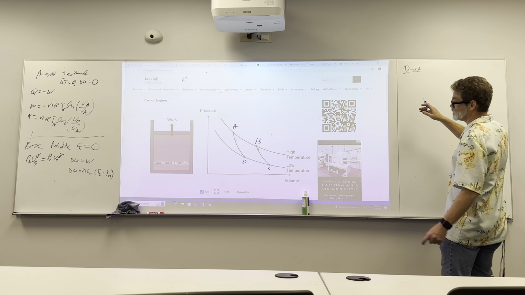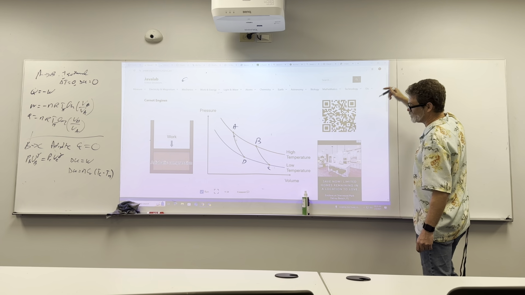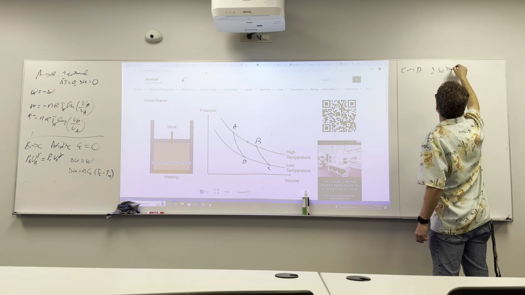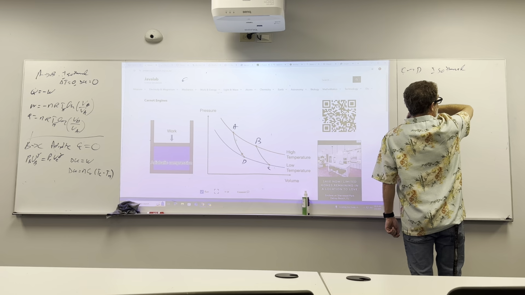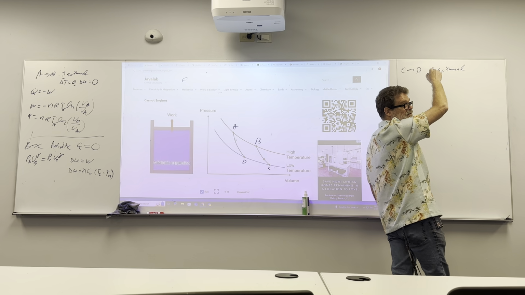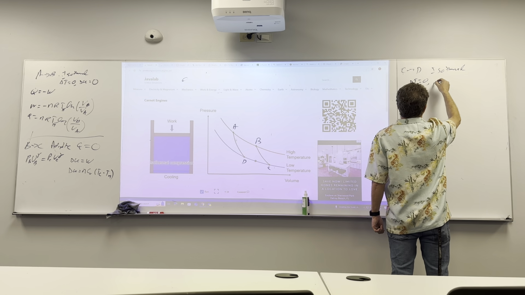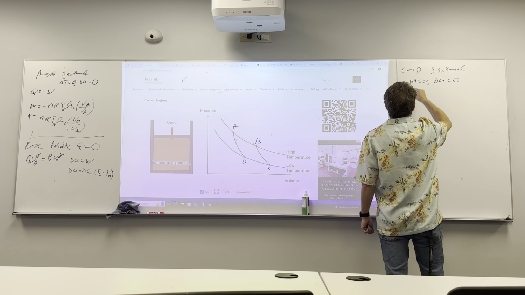Oh, sorry, C to D. You're right, I want to go C to D first. Isothermal. Isothermal, thank you. And tell me about it. The change in temperature is 0. Delta T equals 0. What else? The change in internal energy is 0. Okay. What's my work equal to?